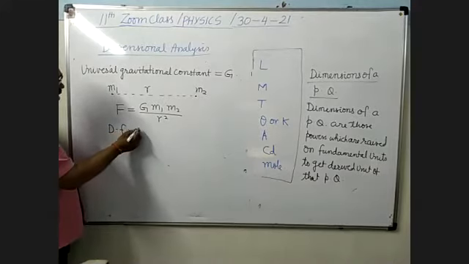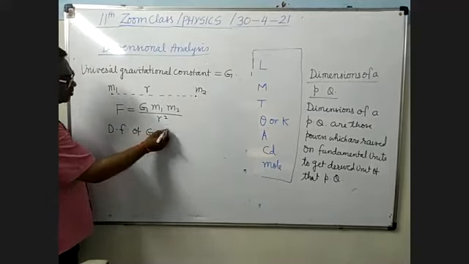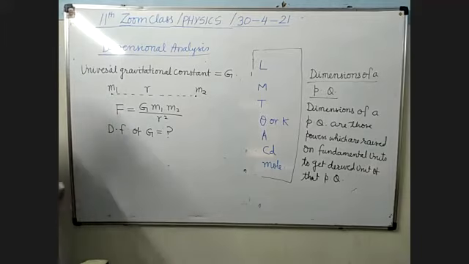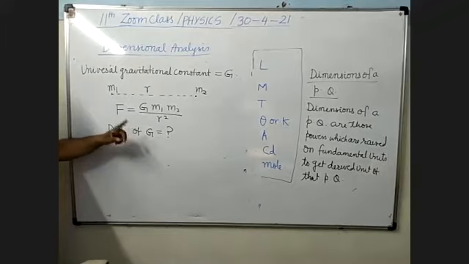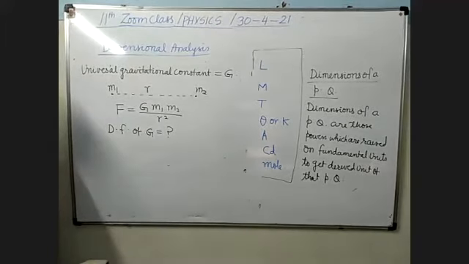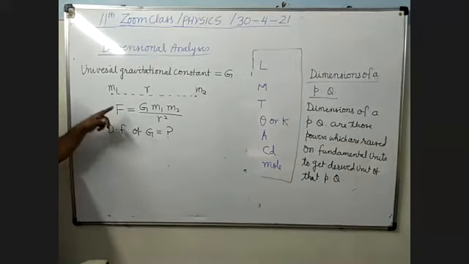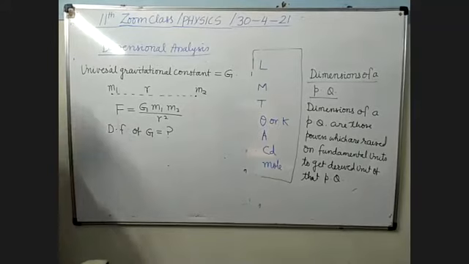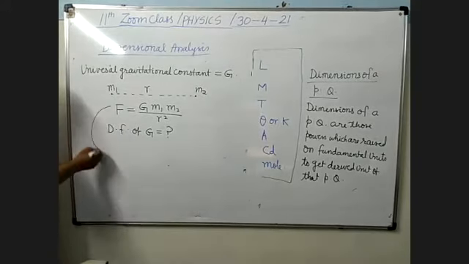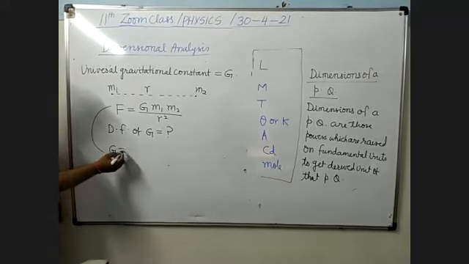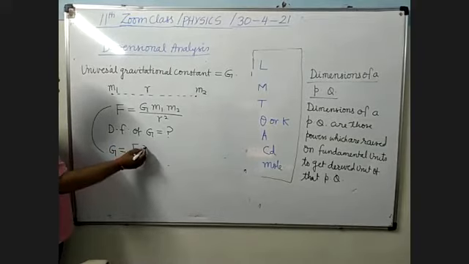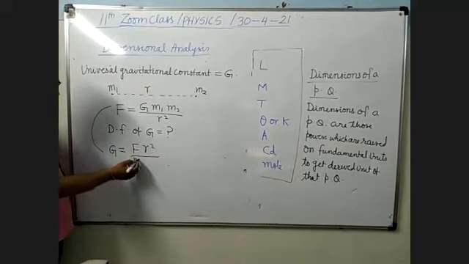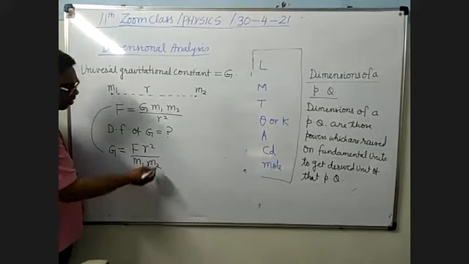Dimensional formula of capital G. As I told you just now, either the unit or the formula should be known, then you can deduce the dimensional formula. So what is the formula of capital G from here? When you find the formula of capital G from here, it will be F R square upon M1 into M2. Is it clear?